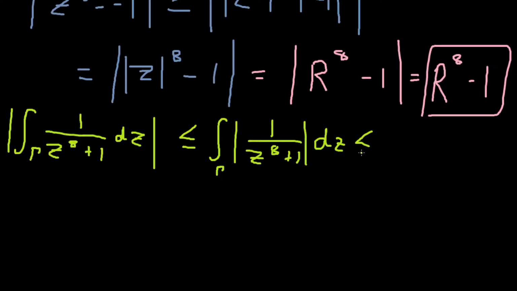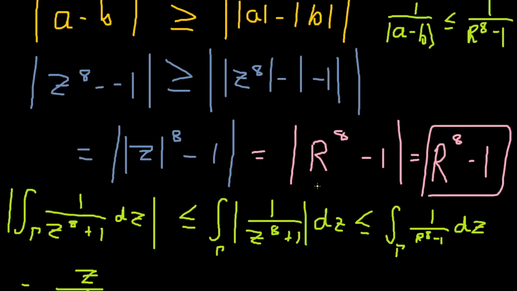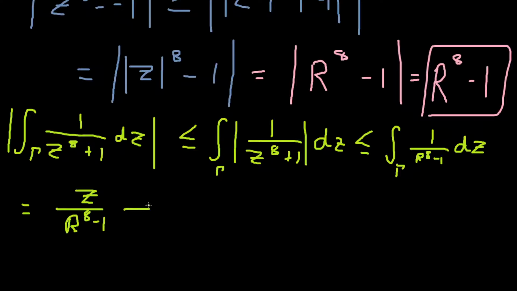Thus, this must be less than or equal to the integral over gamma of 1 over R to the 8 minus 1 dz. This is just a constant. This is just z over R to the 8 minus 1 or something like that. And if we take the limit as R goes to infinity, this obviously becomes 0 because R grows way faster than z does. So this goes to 0.